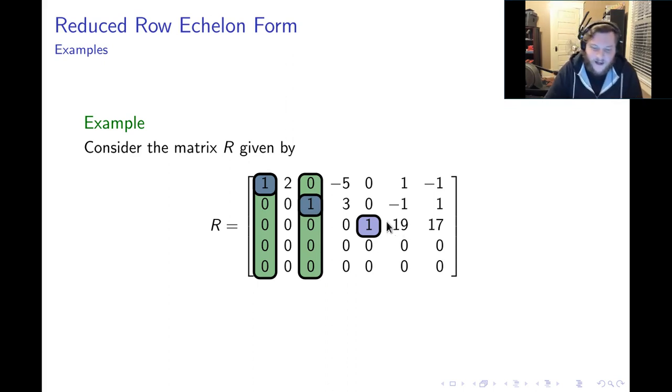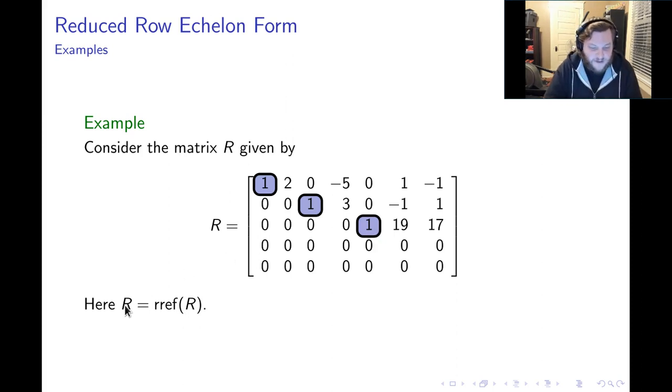Great. And then finally, our last pivot is in the 5th column here. 1, 2, 3, 4, 5. In the 5th column, the pivot's there. Everything else is equal to 0. The rule passes. There's no other pivots to verify here. So great. This is another example of a matrix that's in reduced row echelon form. So here, it's appropriate to write R equals RREF of R. This matrix is in reduced row echelon form.